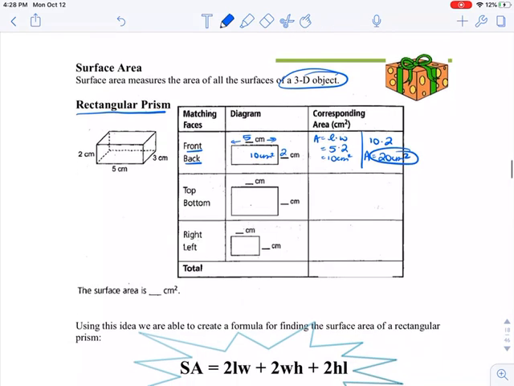All right. Now the top and the bottom. If we're thinking about this part here, we have to think, well, 5 by 3 is the measurement. So 5 and 3, the area is 5 times 3. Now instead of doing two separate calculations, I'm just going to multiply it by 2 for the top and the bottom. So the area is 5 times 3, which is 15, times 2, which is 30 centimeters squared.